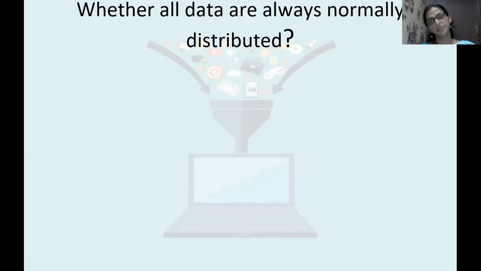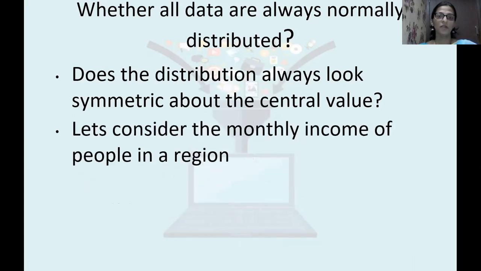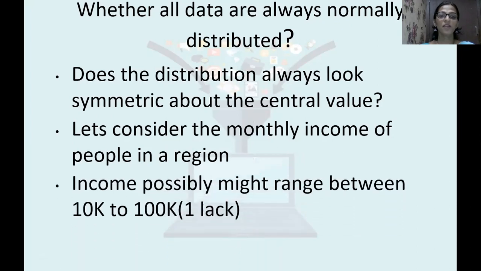Now let us see whether for all data sets the distribution will always be normal, whether the graph will be symmetric on the left side and the right side of this central value. To look at that, let us consider one more example. Let us consider the monthly income of people in a region. How might the data values vary? Assuming the income is between 10,000 and 1 lakh, how might the graph look if we plot it?